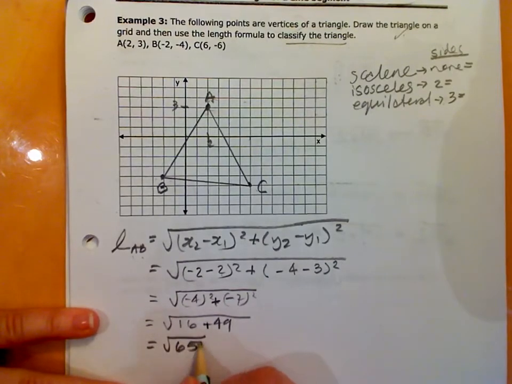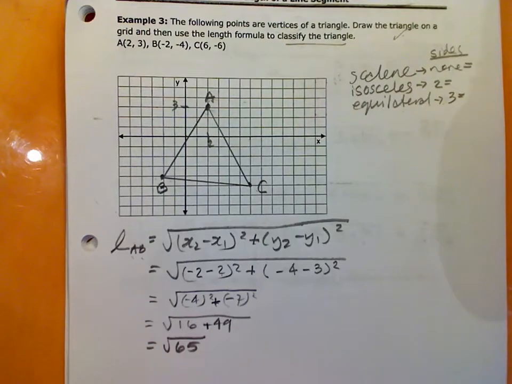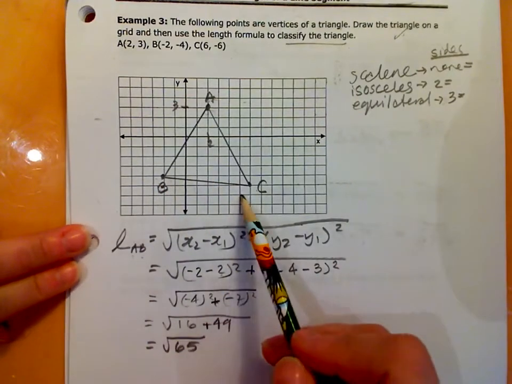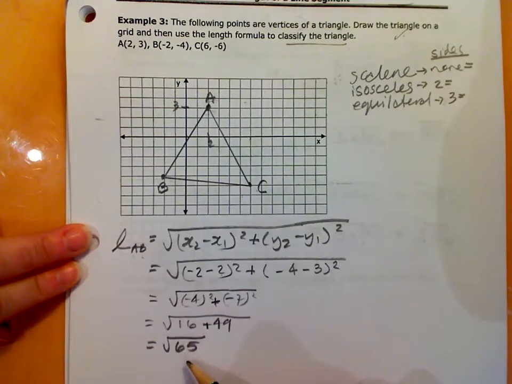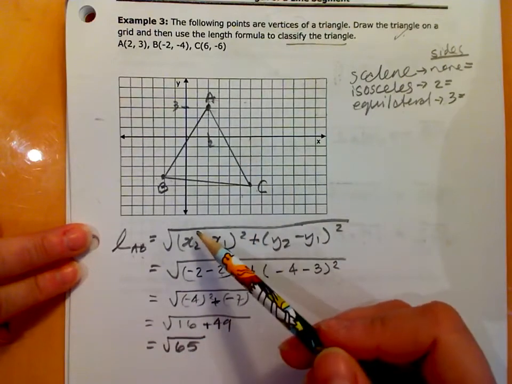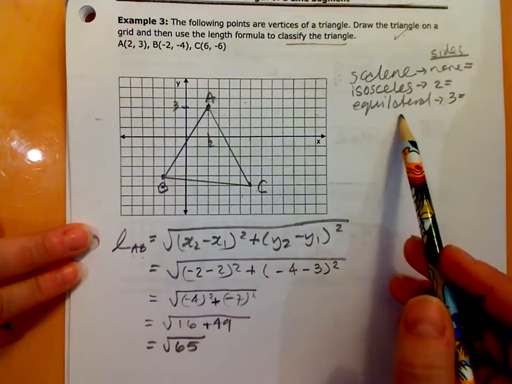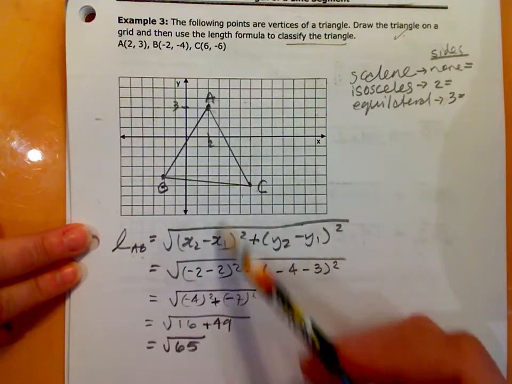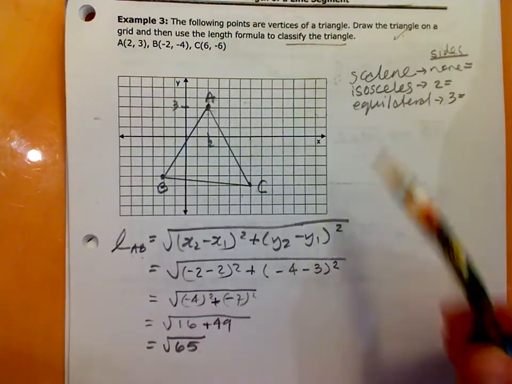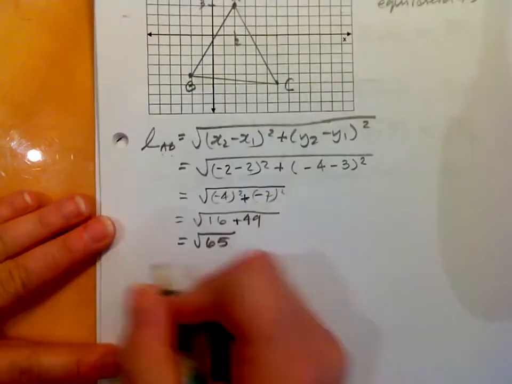Root 65. So root 65 is, of course, a little bigger than root 64, which is 8, so it's like 8.0 something or 8.1. Oh, wait a minute, did they tell us? They didn't say what they wanted us to round them to. They just said, classify the triangle. So we know that if one of these other two lengths is root 65, we have an isosceles. If both of the other two are root 65, we have equilateral, and if the other two are totally different from each other and both also not equal to root 65, then we have scalene. So let's continue. So we have the length.